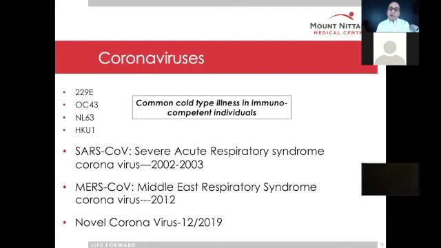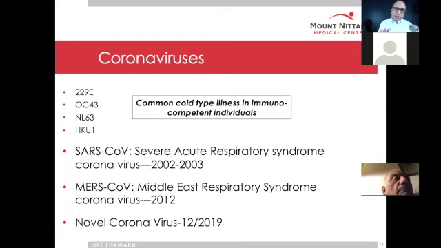And then the next 2 are a big deal. You and I both know about these because they created havoc in 2002 in the case of SARS-CoV, and in 2012, MERS-CoV, called the Middle Eastern Respiratory Syndrome coronavirus. Both of these had an extremely high fatality rate. As you know, they spread like wildfire, very similar to what the current virus is. And finally, the novel coronavirus, as it began to be called, which came out obviously in December.